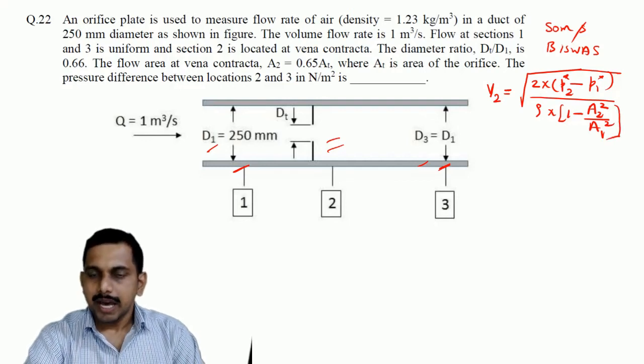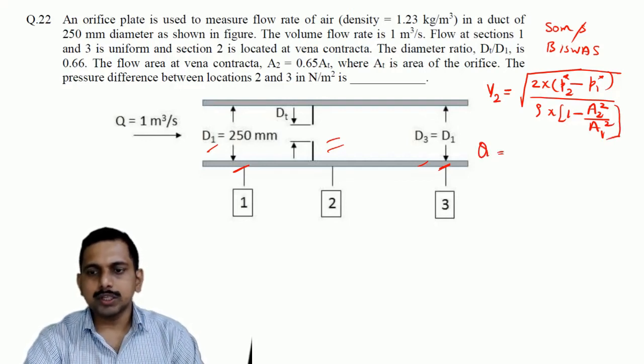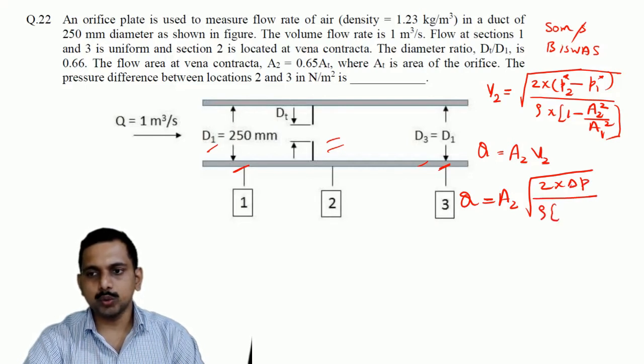Another thing, to find out Q is nothing but area into velocity. So we can write A2 into V2. This will give me my Q, and this is given as 1 meter cube per second. So we have to calculate this P2 minus P1, which I will take as delta P. So this will be A2 into square root of 2 into delta P divided by rho into 1 minus A2 square divided by A1 square. This is what we have to take.